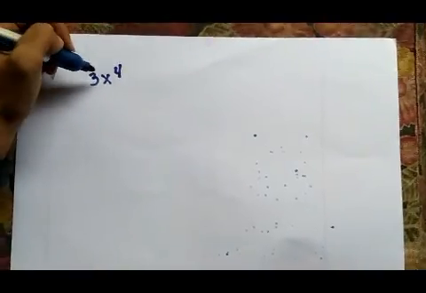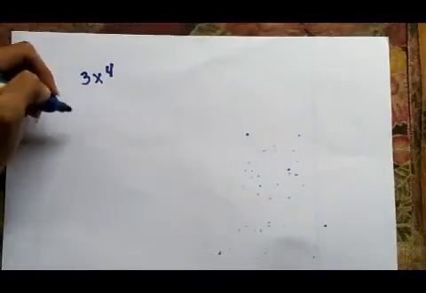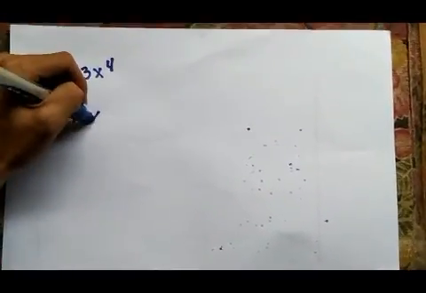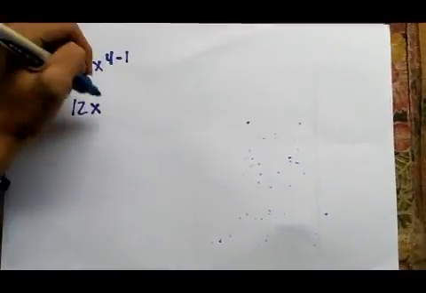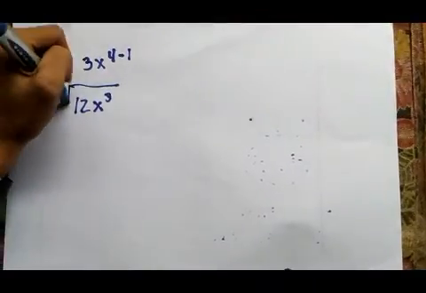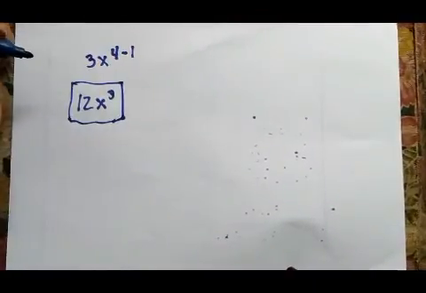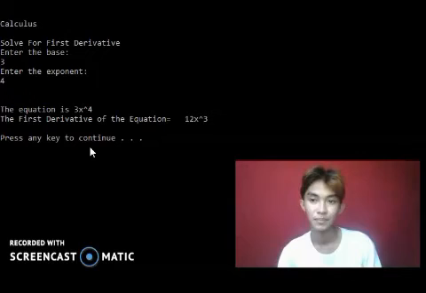So the derivative of 3x to the power of 4 is, first we're gonna multiply the exponent by the coefficient. So 3 times 4 is equal to 12. Then as the rule implies, we should subtract 1 from the exponent. So 3. So this is the answer, 12x cubed. Okay, let's continue.